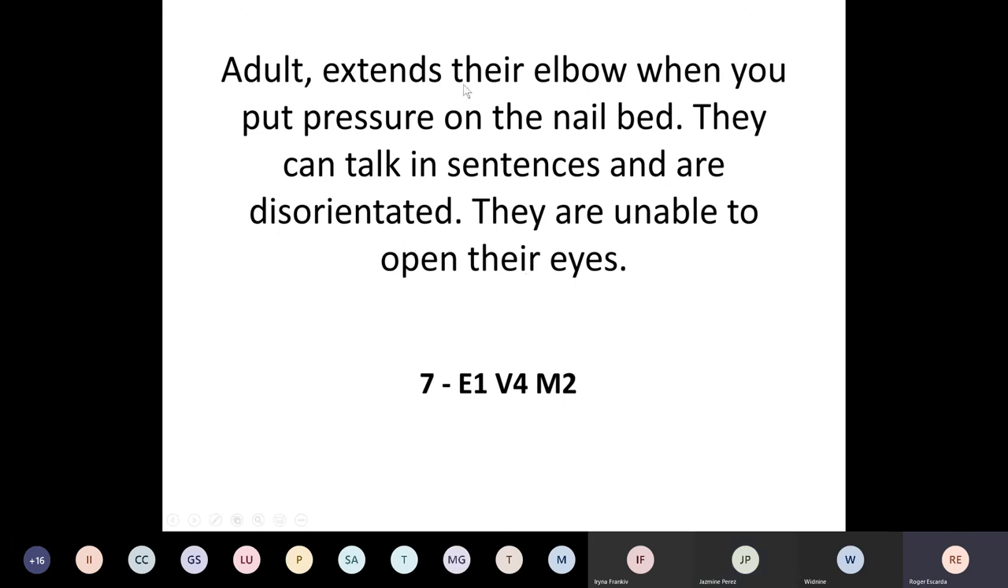The motor here is two. This is abnormal extension. And this one's a four. And then that's a one. As you can see, these are all hypothetical. These are not real patients. These are impossible, so this is just for practice purposes. All right.